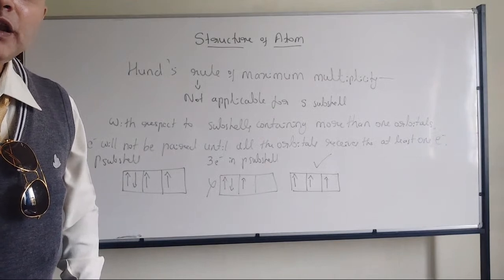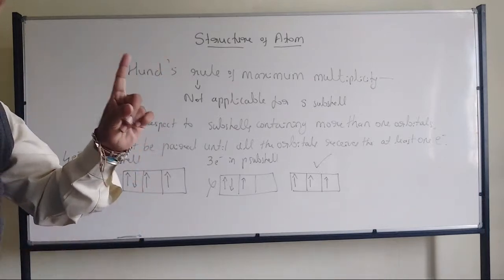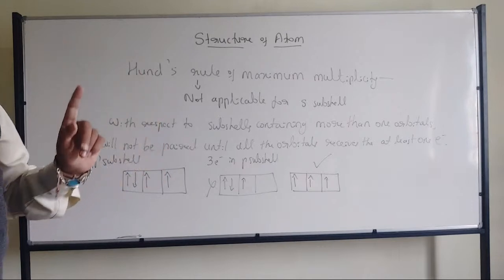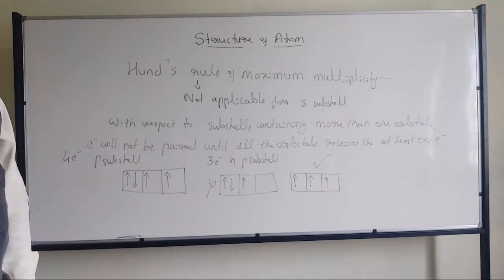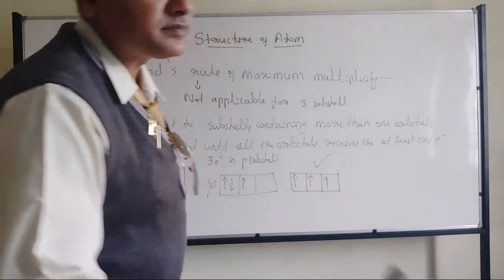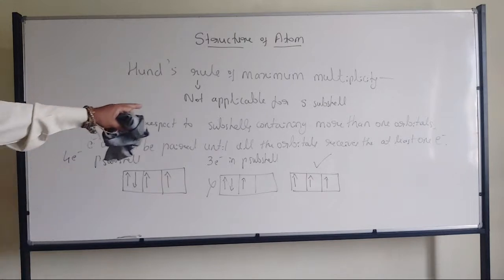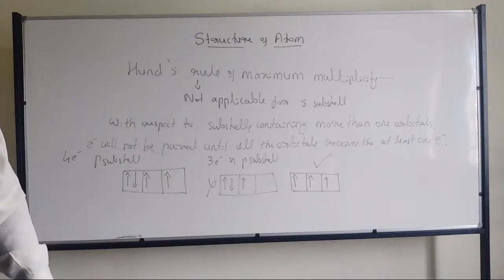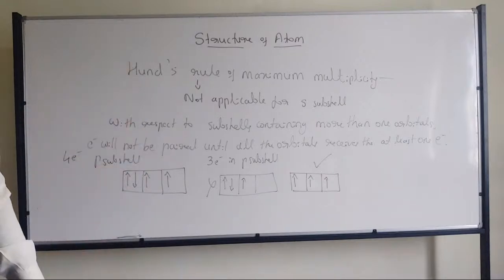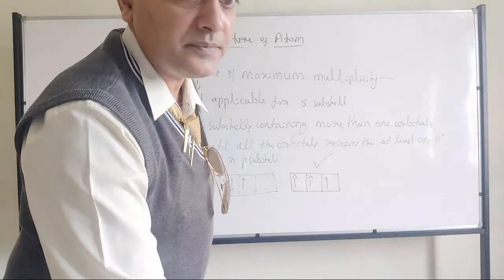But it is applicable only to those subshells which have more than 1 orbital. When it comes to a subshell with only a single orbital, if I have 2 electrons, I have to fill that s subshell completely. So that's the Hund's rule of maximum multiplicity. Any doubts? With respect to subshells containing more than 1 orbital, electrons will not be paired until all the orbitals receive at least 1 electron. Okay? So that's what Hund's rule of maximum multiplicity talks about. Fine? So we will move to the next one then.